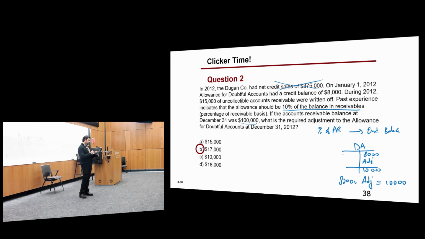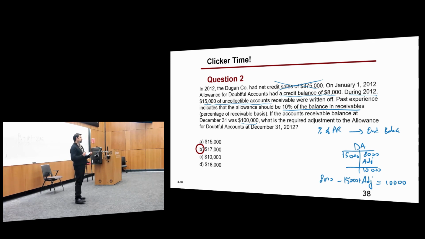What's missing? So during 2012, the company also, so let's read it from the beginning. They gave us the net sales. The beginning balance of allowance for doubtful accounts was a credit balance of 8,000. During the year, 15,000 of uncollectible accounts were written off. When you write off accounts receivable, what do you do? You debit. So we have 15,000 debited. So here we have 8,000 minus 15,000 plus the adjustment equal to 10,000.